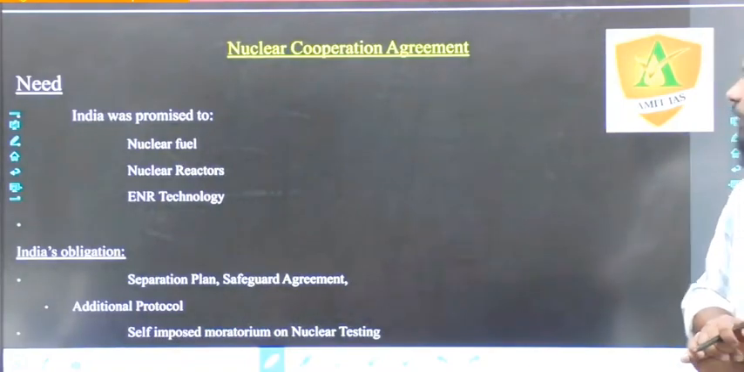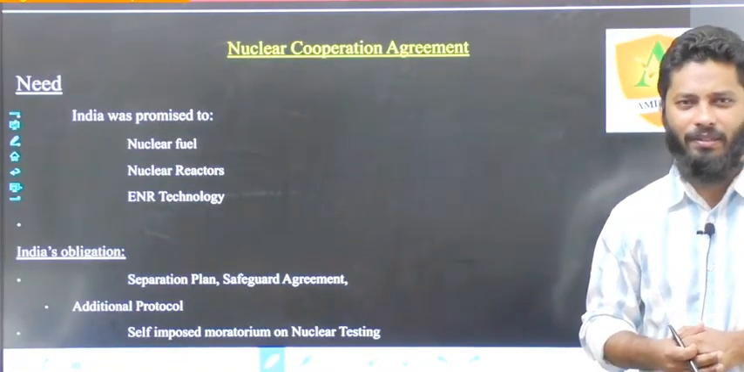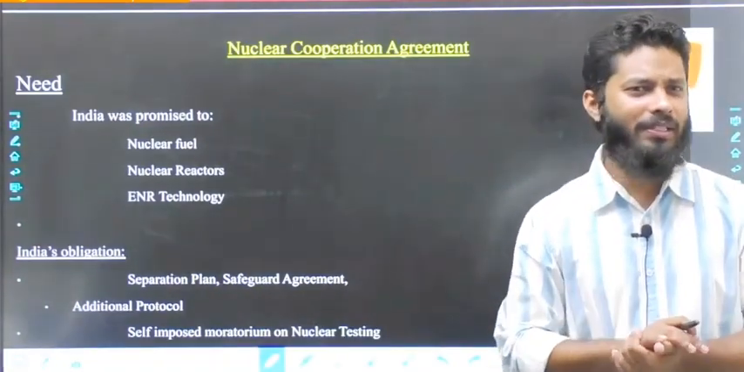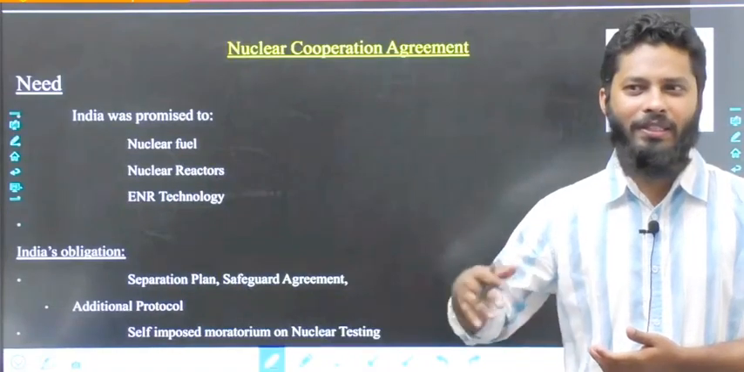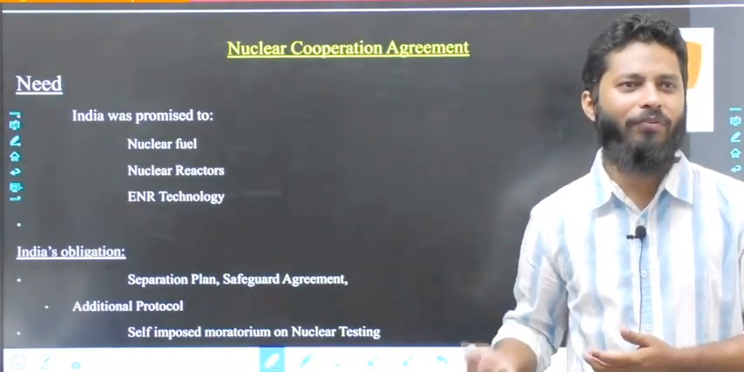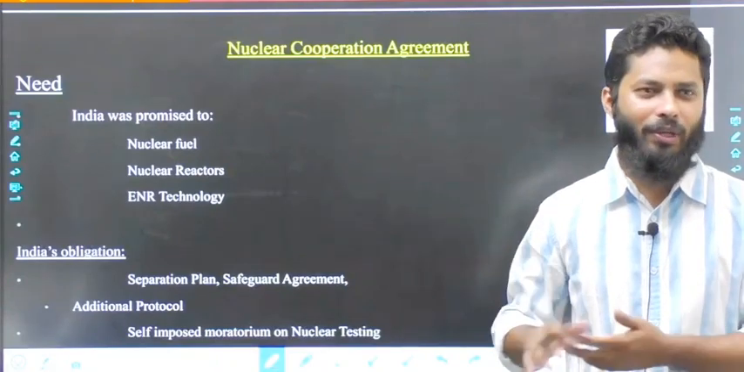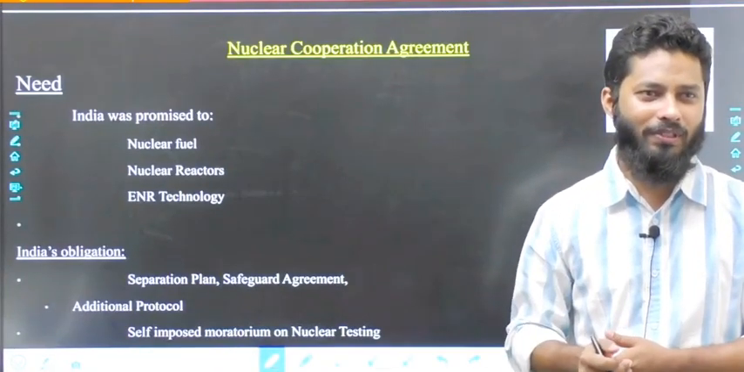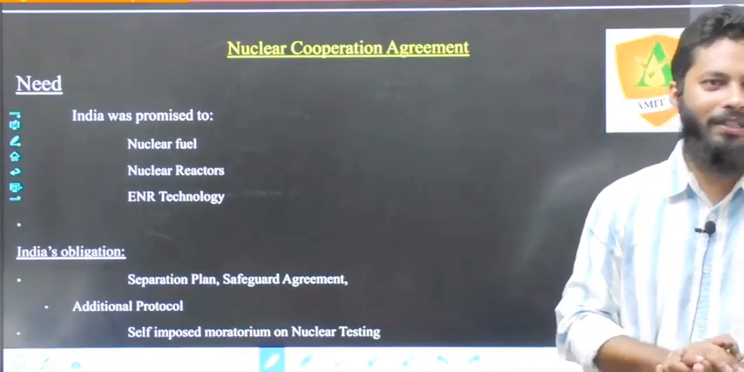Fine. So we signed a number of agreements with many countries. These are known as nuclear cooperation agreements, but now you can understand that this nuclear technology or nuclear fuel can be used only for civil purposes, that is for generation of electricity. You cannot use this nuclear fuel or nuclear resources to generate your nuclear weapons, right? So we can understand this much, right?